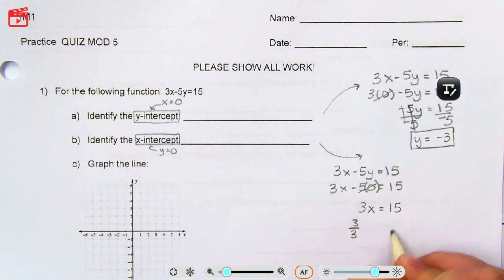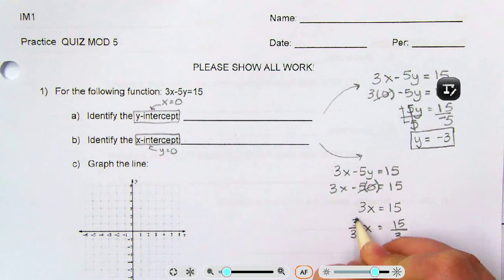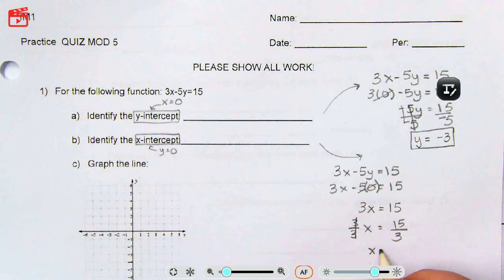Divide by 3 both sides. 3 divided by 3 is just 1. So we have left over x is equal to 15 divided by 3, and 15 divided by 3 is 5. I like to put my answers in a little box.